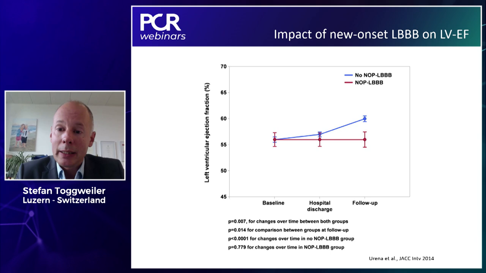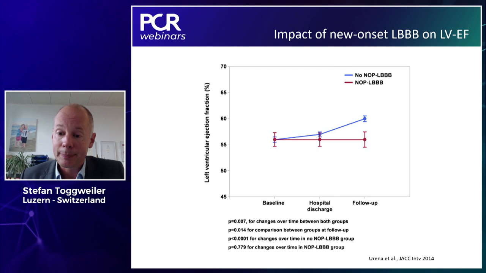And finally, if we look at the impact on ejection fraction, we all know that right ventricular pacing or a left bundle branch block can cause asynchrony. And indeed, we can see that the recovery of LV function in the group with a new onset left bundle branch block was less than the recovery of LV function in patients with a narrow QRS.